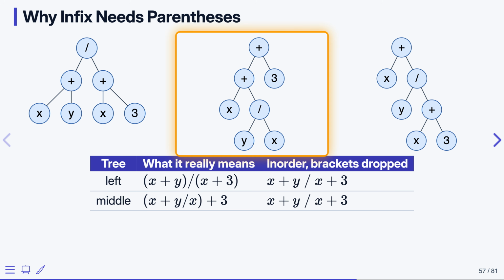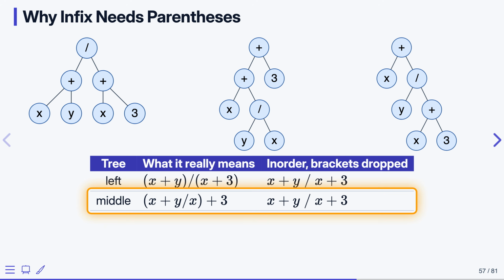The second tree. Its root is a plus and its right side is the number 3. So it means in brackets x plus y over x close bracket plus 3. Read it in Inorder without brackets, and you get x plus y slash x plus 3 again.